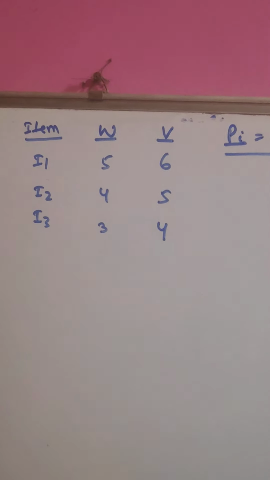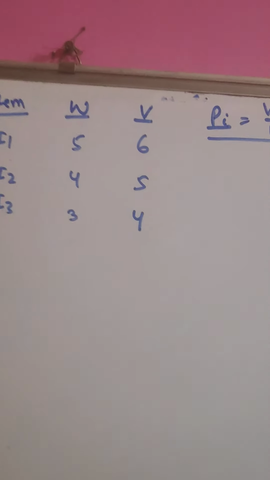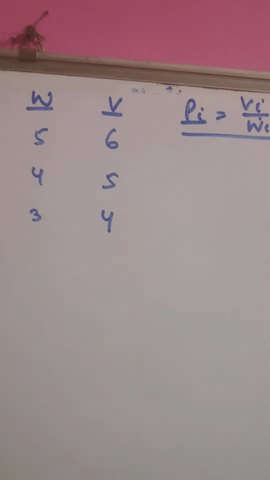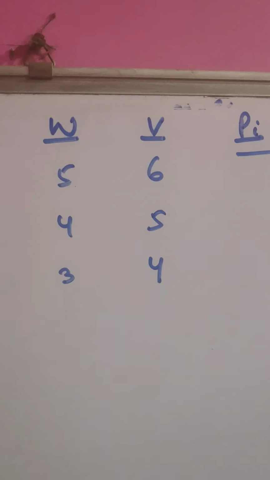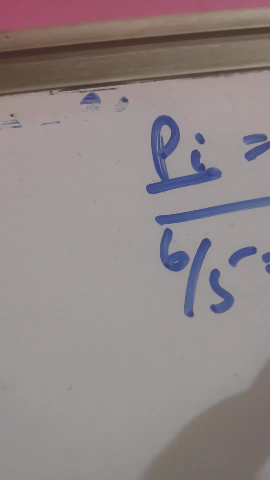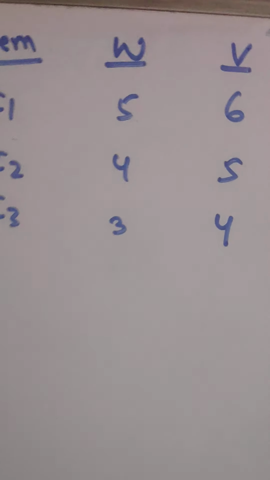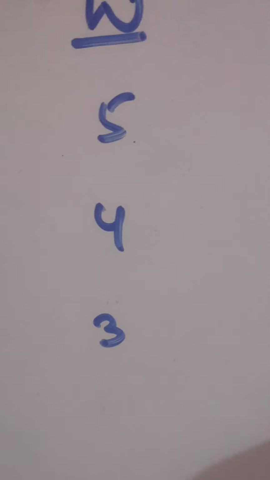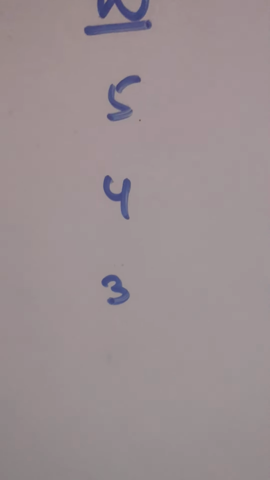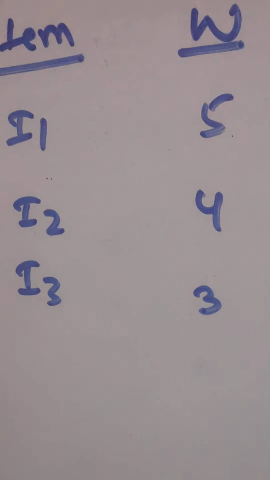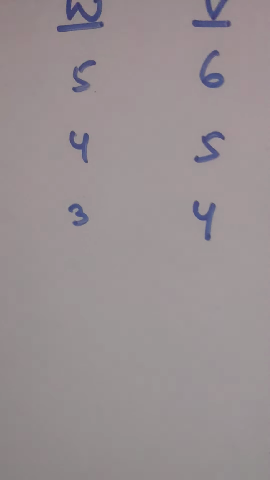So if the cost of item 1 for 5 kg is rupees 6 per kg, it is V by W, that is 6 by 5, it is 1.2, I think. Similarly 5 by 4 for item 2, it is 1.25, and 4 by 3, it is 1.33, I think. Okay, or 1.3. Now step 2.